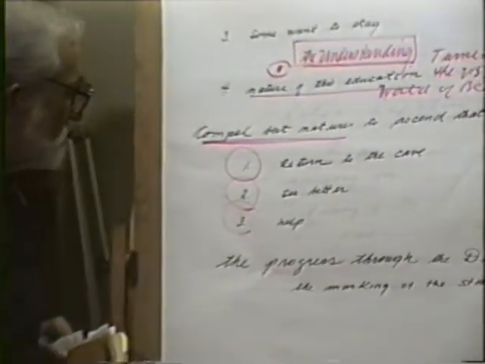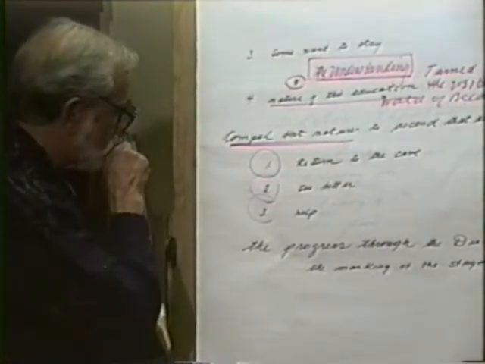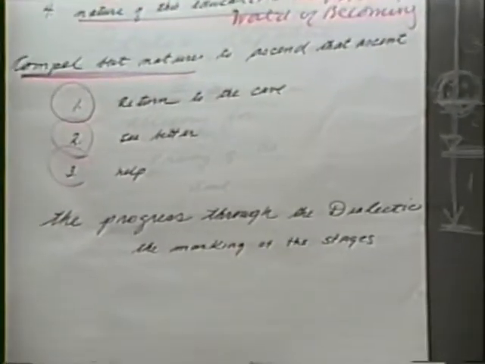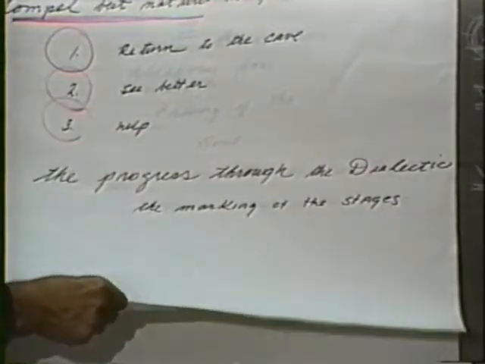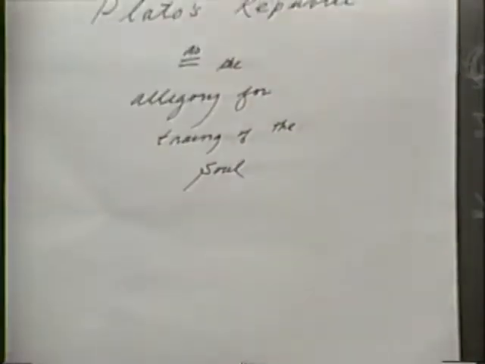Now, the progress through that entire thing is what is called the dialectic. Now, we have to make stages in this dialectic and take a good look at it to see what he means.